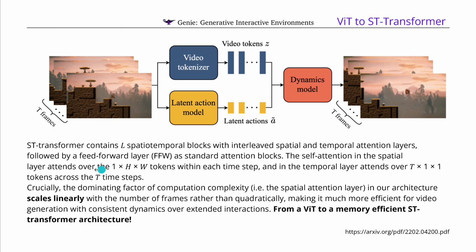In the self-attention and the spatial layer, you can have the calculation. What is so nice is that the computational complexity does not scale with the quadratic of the context length, but it scales linearly with the number of frames. You see, a simplification that Google makes here, but it is absolutely the perfect technology for the first step. So we go from a vision transformer to a more memory efficient ST transformer architecture.